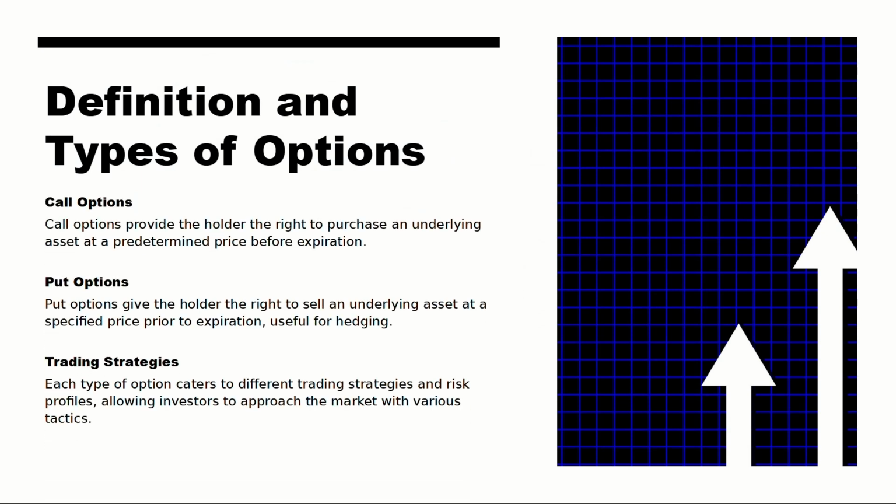Definition and types of options. Call options provide the holder the right to purchase an underlying asset at a predetermined price before expiration. Put options give the holder the right to sell an underlying asset at a specified price prior to expiration, useful for hedging. Each type of option caters to different trading strategies and risk profiles, allowing investors to approach the market with various tactics.